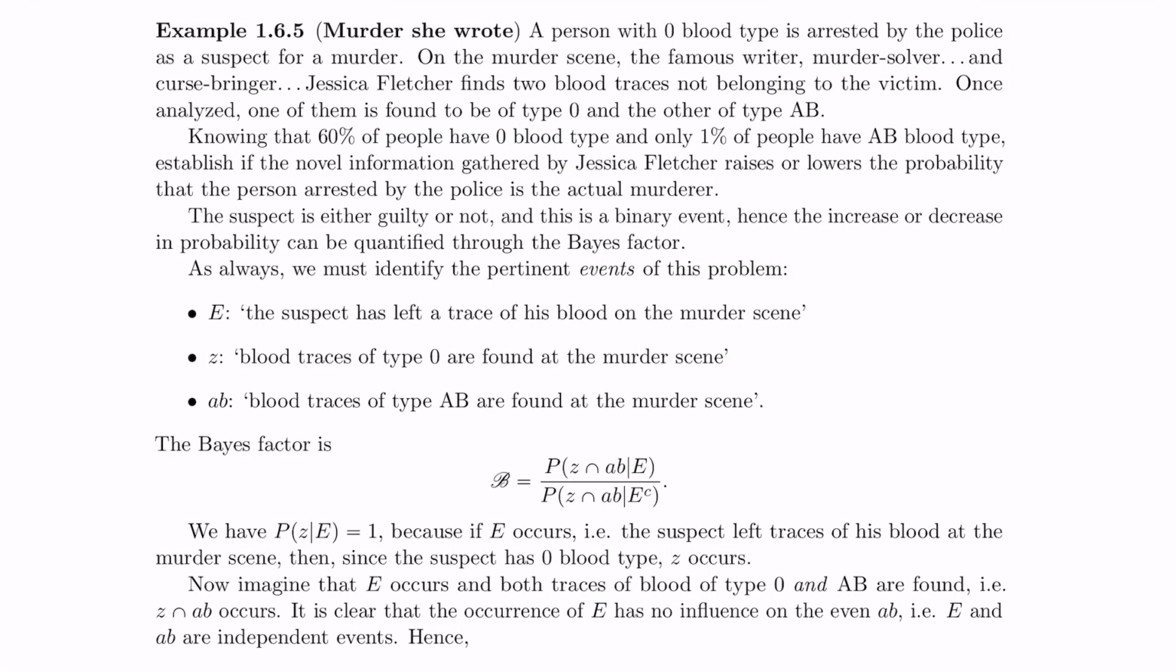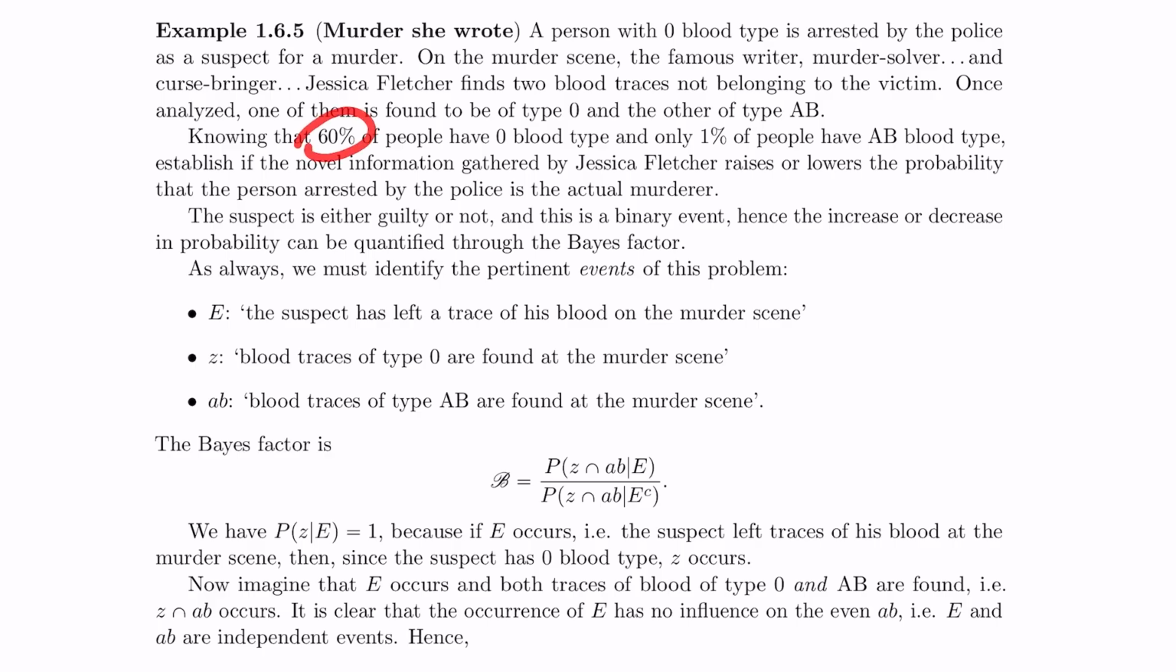The last example that we discuss is called Murder, She Wrote, exactly as the famous TV series from the 1980s. A person with a 0 blood type is arrested by the police as a suspect for a murder. On the murder scene, the famous writer, murder solver, and also curse bringer Jessica Fletcher finds 2 blood traces not belonging to the victim. Once analyzed, one of them is found to be of type 0 and the other is found to be of type AB.